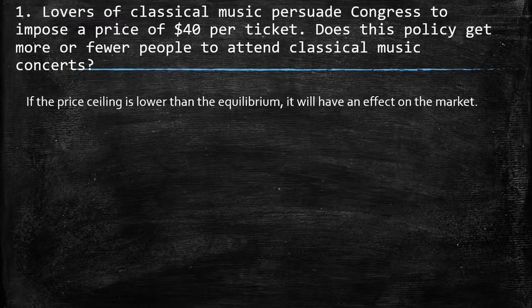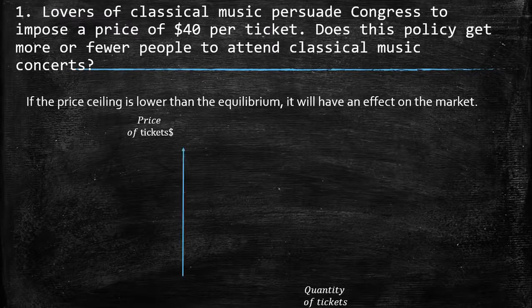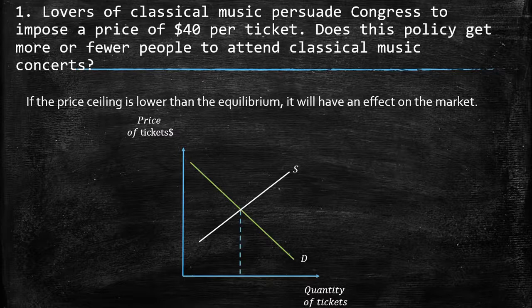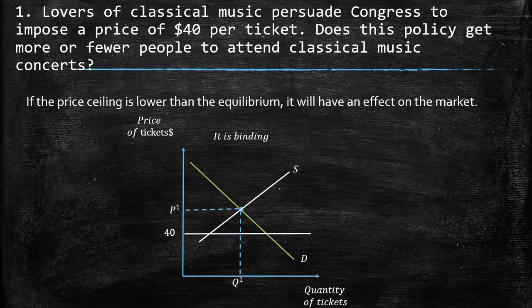So we have to clarify that if the price ceiling is lower than the equilibrium, it will have an effect on the market. The price ceiling is the maximum price. In this case, these are the quantities and prices of equilibrium, and with the price ceiling of $40, which is lower than P1, we will see here that there is a shortage.